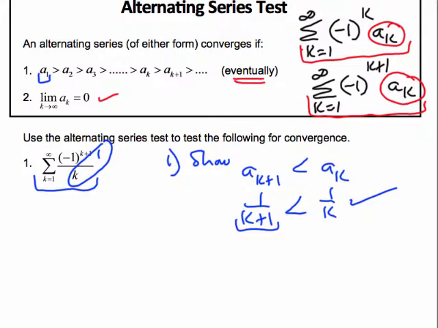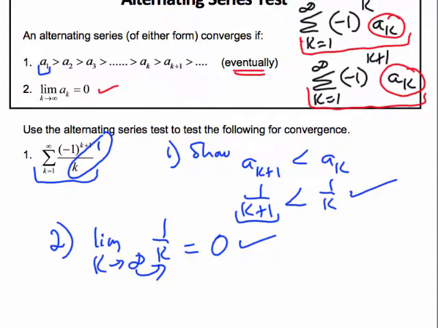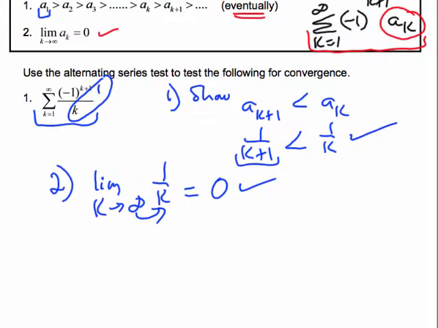Second of all, I've got to test the limit as k goes to infinity of a sub k, which is 1 over k. And as k goes to infinity, that's going to go to 0. So both parts of the alternating series test are met, and so we know that our original series converges. Let's write this up.